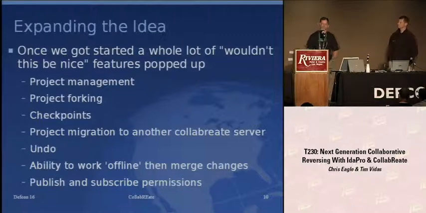Project forking was one of the early things that came up. Checkpoint said, hey, that's pretty cool. We can just add a table and point at the last update, give it a pseudonym, and have a very lightweight project, if you will.